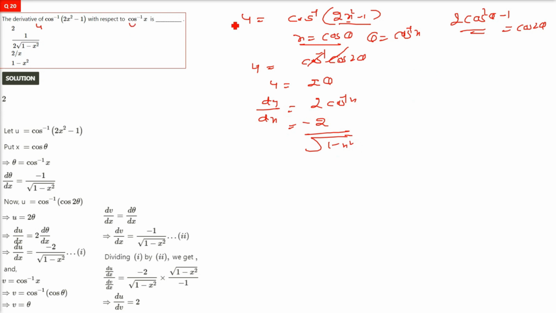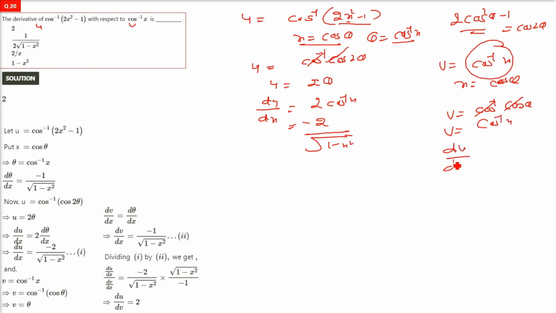V is already cos inverse x. So you can do directly dv by dx is minus 1 by under root 1 minus x square. But if you want to do it the way the first part is being done, you can always put cos theta in place of x. And that will not give you any benefit because cos inverse cos theta, cos inverse gets cancelled. Theta is there. Theta is already cos inverse x. So dv by dx will be cos inverse x differentiation, which is negative 1 by under root 1 minus x square. So the same thing comes here also. But what we have to do is du by dv. We have found out du by dx and dv by dx. So in order to get du by dv, you need du by dx divided by dv by dx.